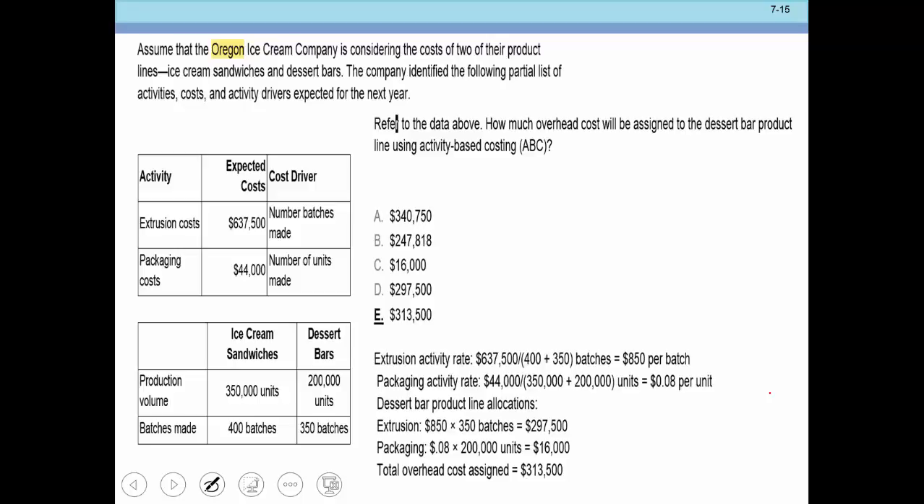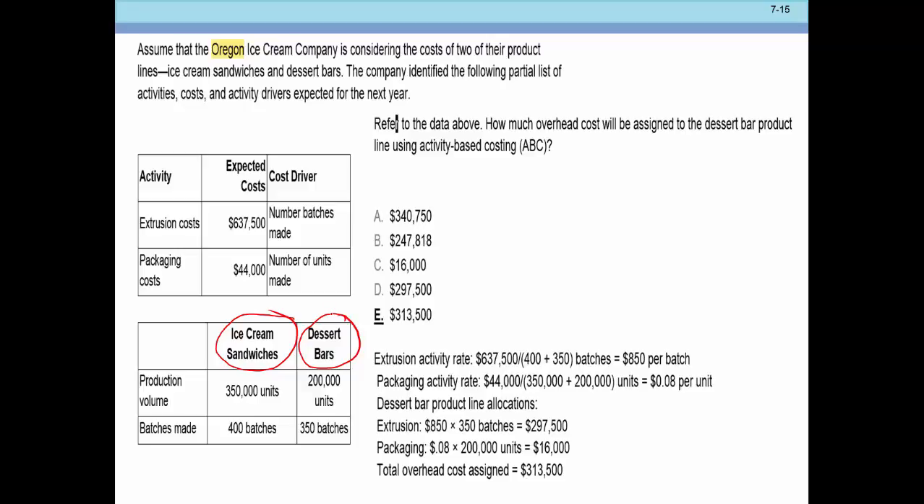And we have this ice cream company that makes two products here. They have ice cream sandwiches and they have dessert bars. Great. Here we go talking about food again, right? All these questions seem to be... people that write these questions must be hungry all the time, right?